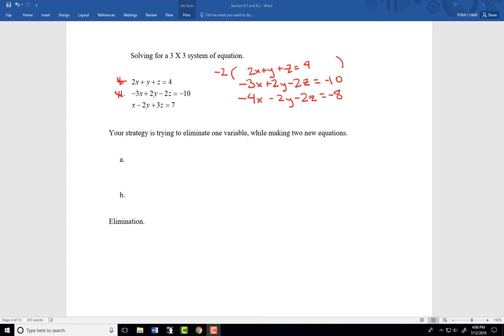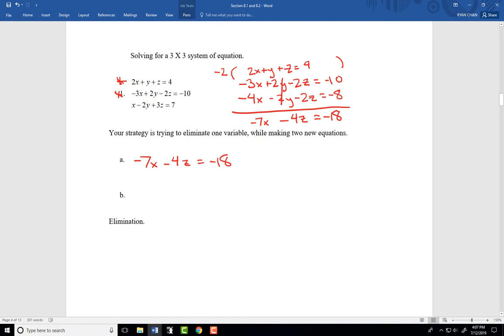Okay, so this is what we're going to do. Let's combine them, and what should happen is my y's cancel out. So I have negative 7x minus 4z is equal to negative 18. So that'll be my first equation. I'm eliminating y.